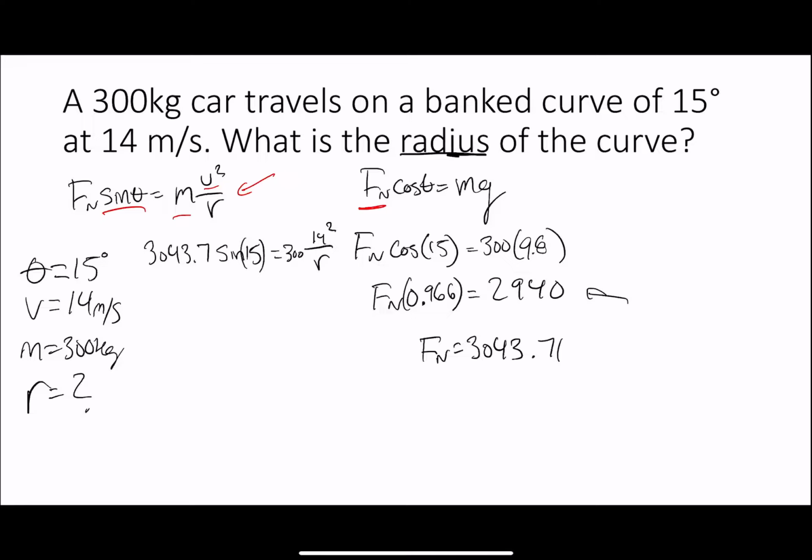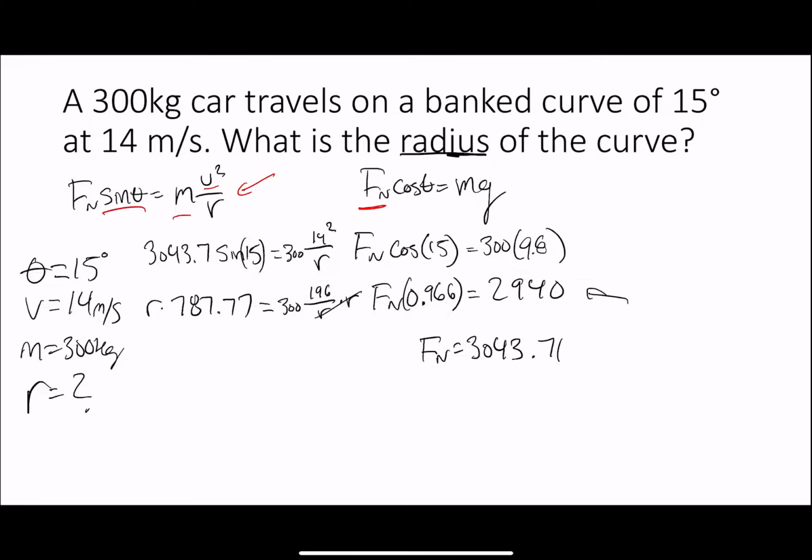So how do we do that? Let's simplify the left side first. Let's multiply that by sine 15. We get 787.77 equals 300 times, what's 14 squared? 196, over r. Great. What I want to do is, anytime you see r on the bottom, we're going to go ahead and get it on top. I think that's the easiest way to do this.